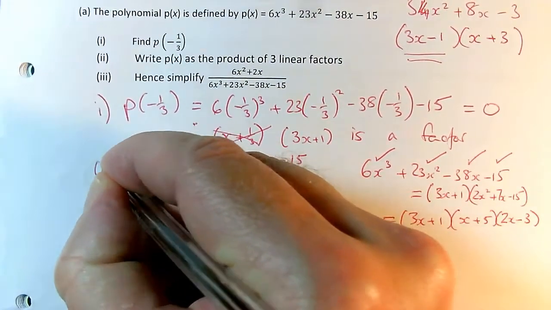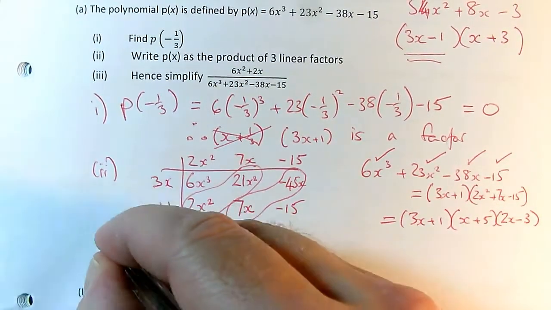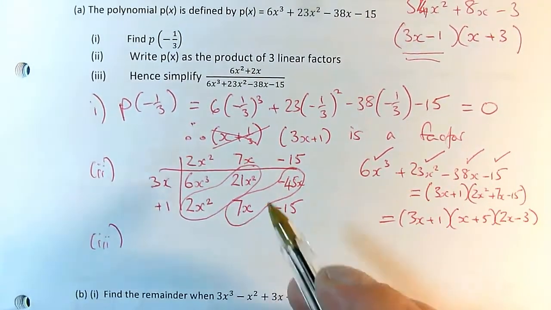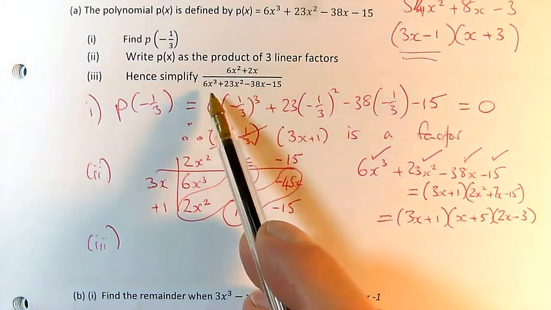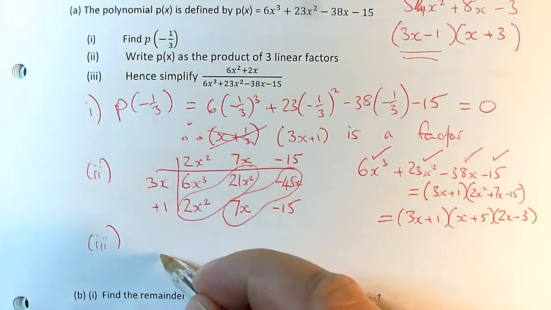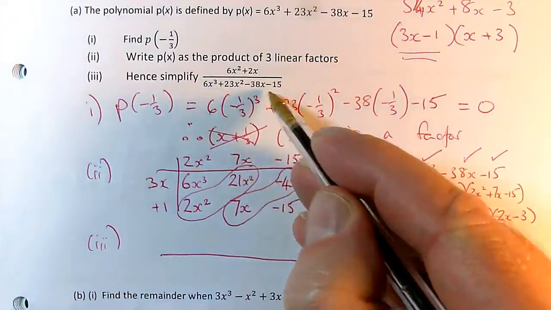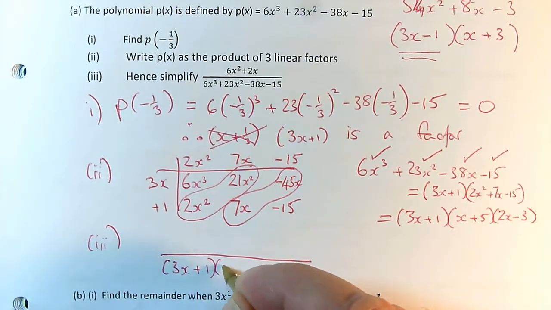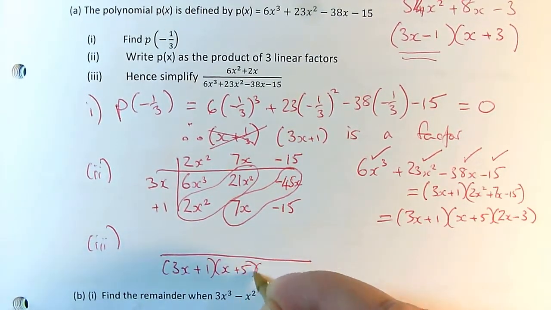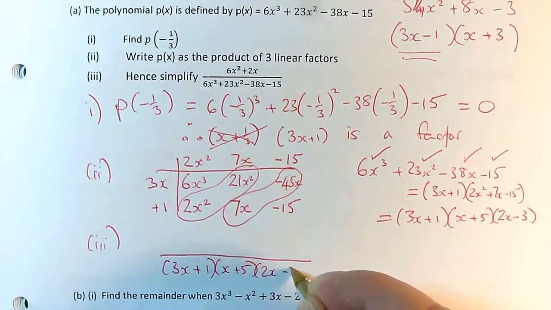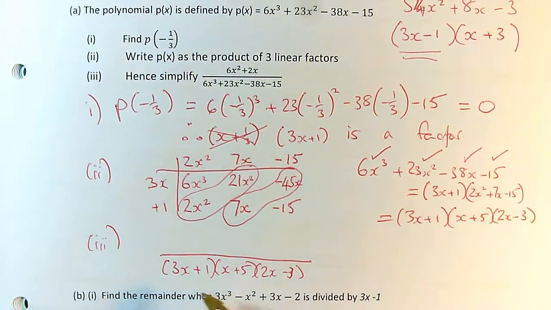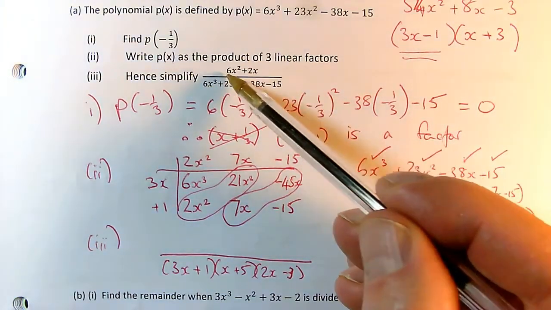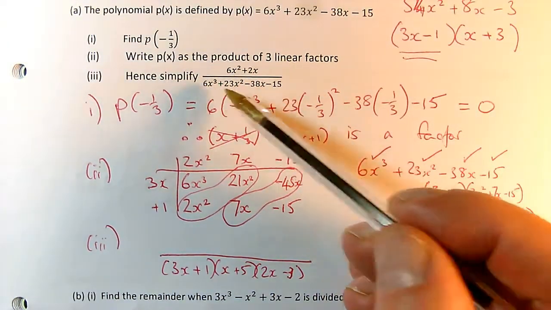I've just done. And now part 3, I've got to simplify, okay, 6x squared plus 2x over the thing I've just factorised. So the bottom, this 6x cubed plus blah-de-blah-de-blah, is just 3x plus 1 times x plus 5 times 2x minus 3. And I'm promised that this should simplify. So if this simplifies with this on the top, this must factorise in some useful way.